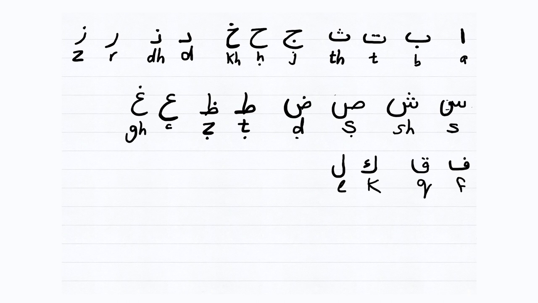And then I have another letter that is called the meme. See how I did that? It's an M. Meme, repeat, meme. Simple. And it's like a little circle. And then you do this. Meme. So, kaf, lam, meme.